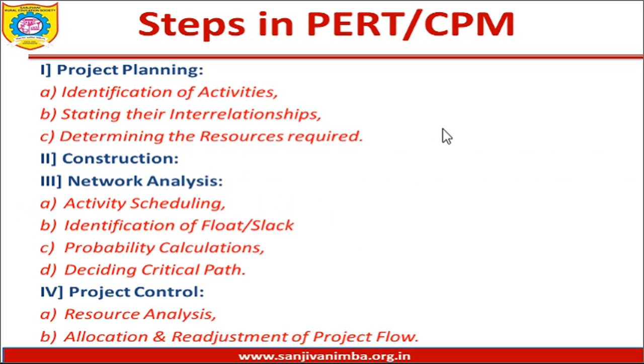So basically in a network analysis in the form of PERT or CPM, there are four basic processes. Number one is project planning, then construction of a network, then network analysis, and lastly project control. So the first one is project planning.